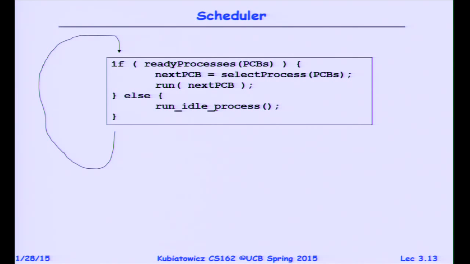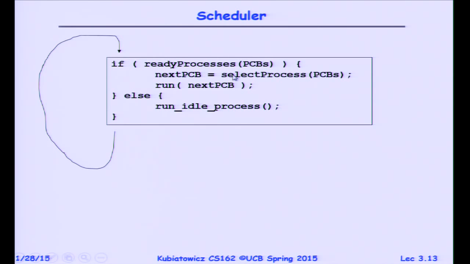So here's a schematic of the scheduler. It's a very complicated thing, right? If there's somebody who's ready to run, select one. Run him. Okay? Otherwise, if there's nothing ready to run, the idle process. Okay, so most operating systems have an idle process, which is the thing that runs when nothing else needs to. And that idle process typically tries to put the processor in a low power state so you're not wasting power and so on.